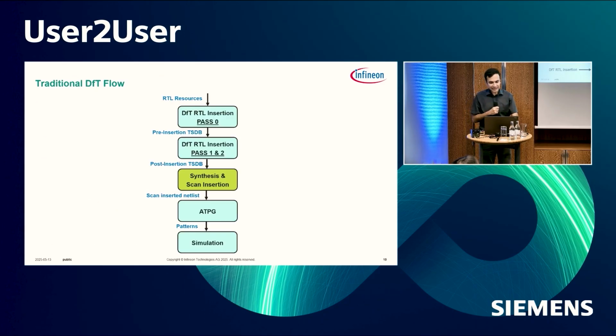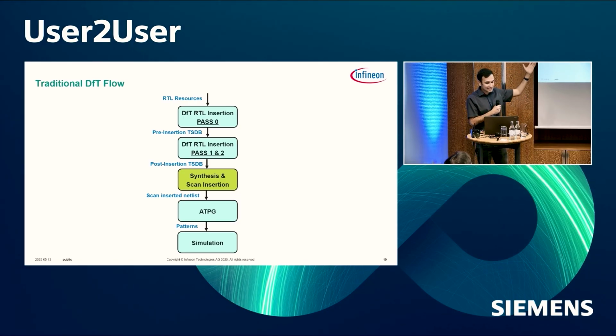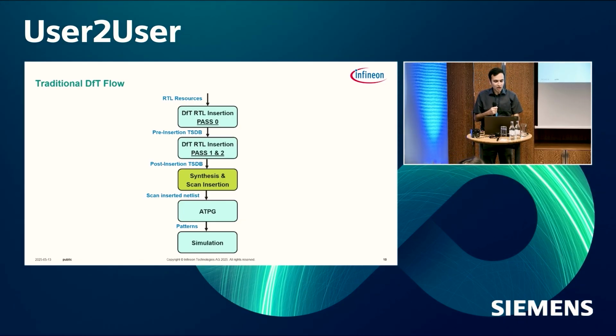To further clarify this, here is the traditional DFT flow, where we first run the DFT RTL insertion, say pass 0, pass 1, 2. We get the post-insertion TSDB. Then we have to run through. In this step, we usually release the TSDB, so the other teams get involved.